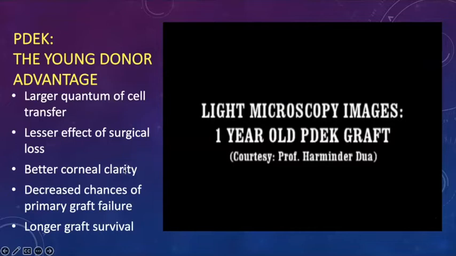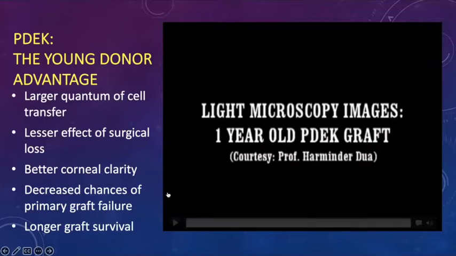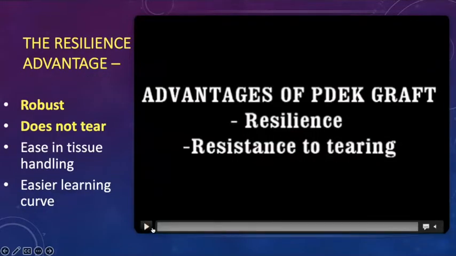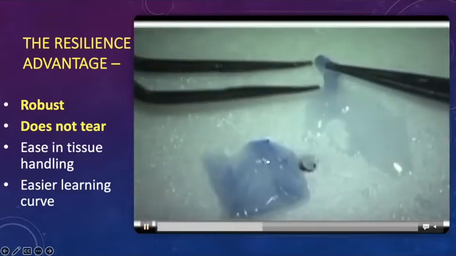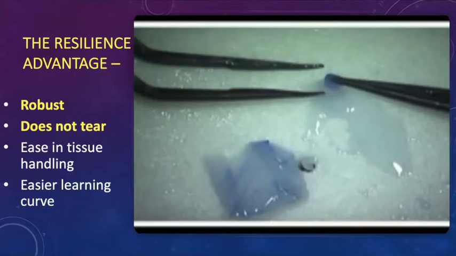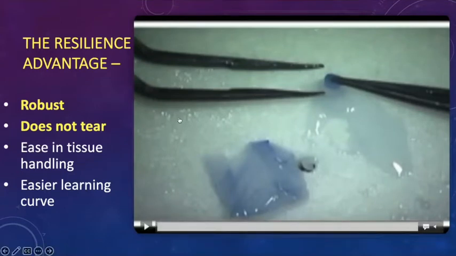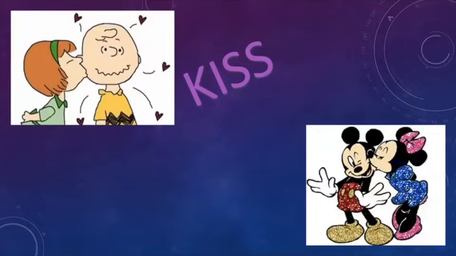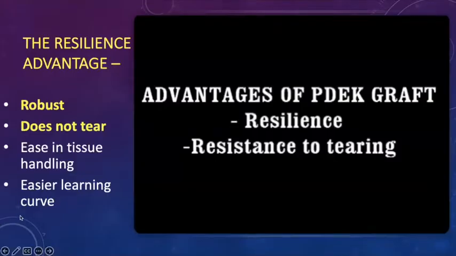Now, the advantages, as I already said, you can transfer a larger quantum of cells. Therefore, the effect of surgical loss is less. You have better corneal clarity, obviously, because you're using such young donors, and decreased chances of primary graft failure as well as longer graft survival. As I said, it's a very resilient graft. You can see this is a PDEK graft, and you can see it does not tear. I'm actually pulling it to both sides, and it's not tearing, unlike the DMEK graft, which is very fragile and easily rips.